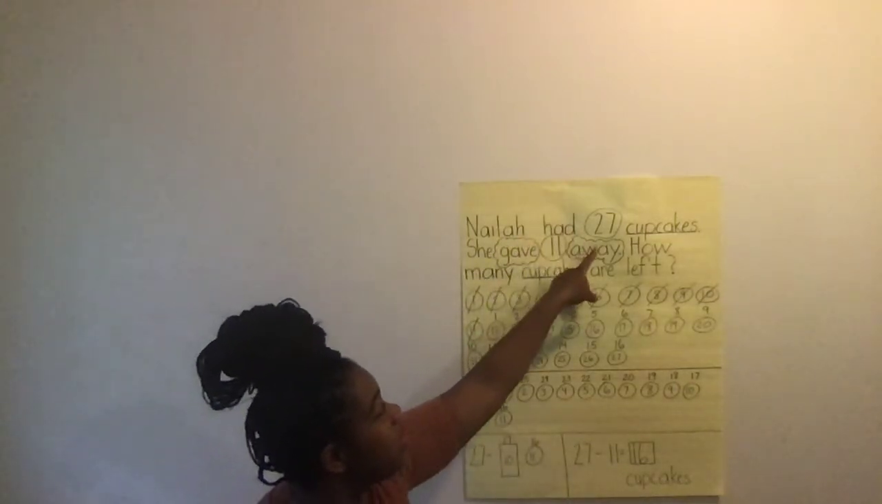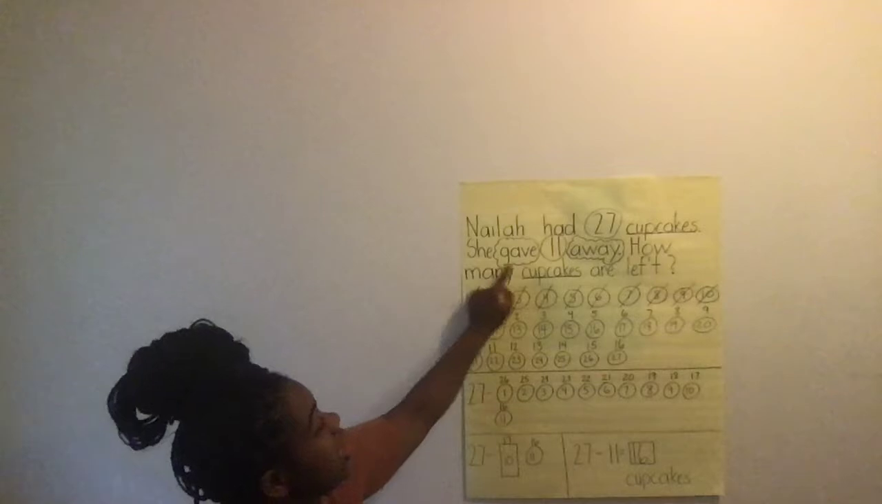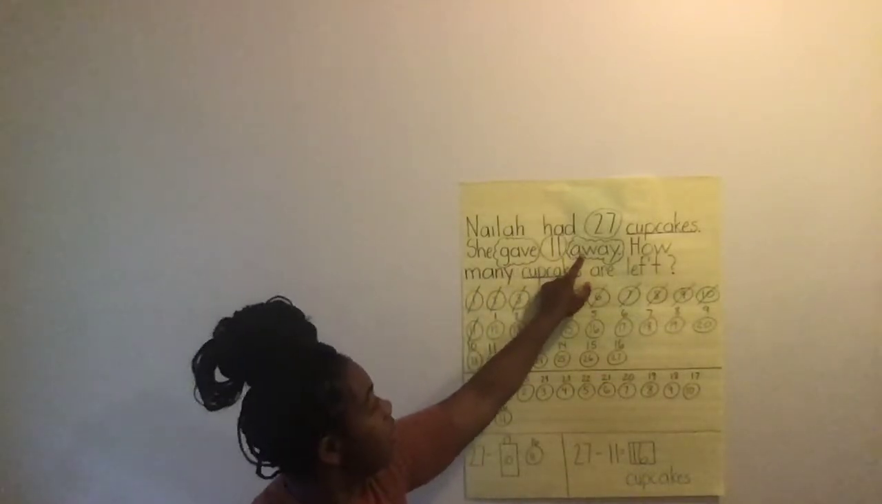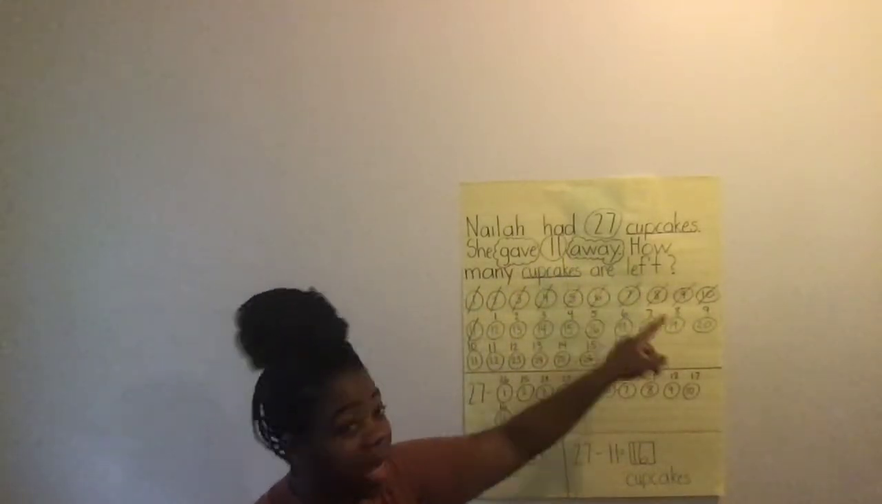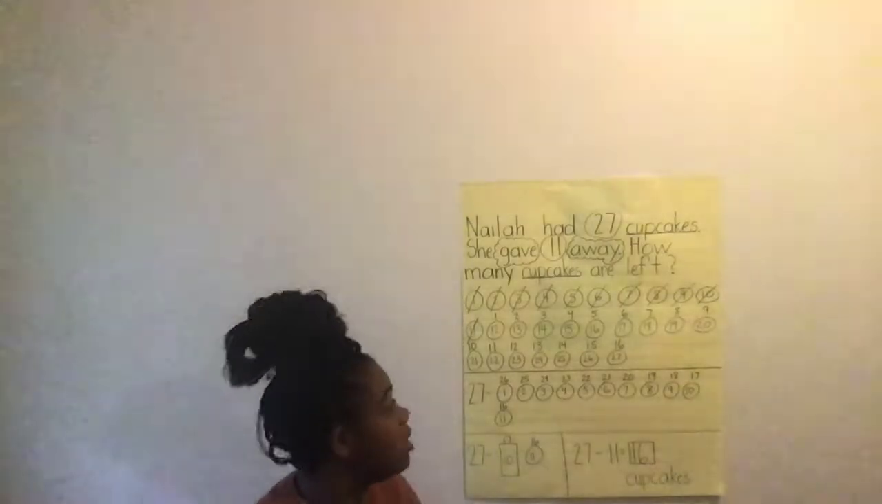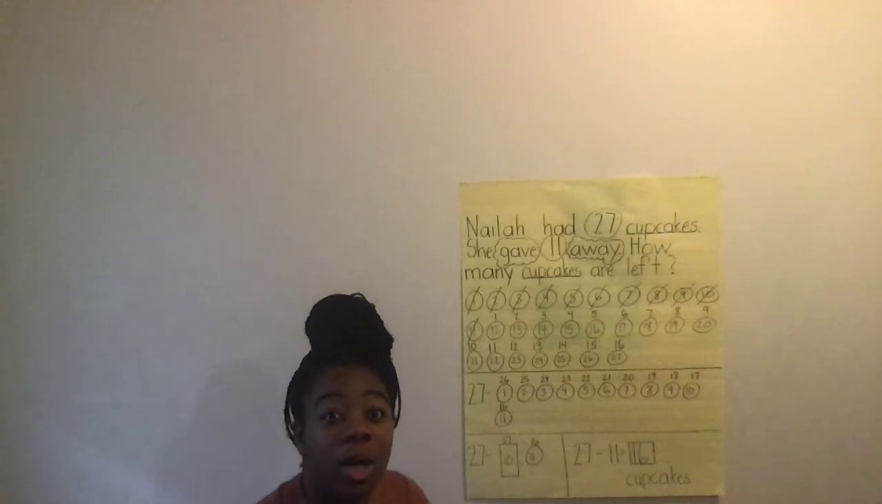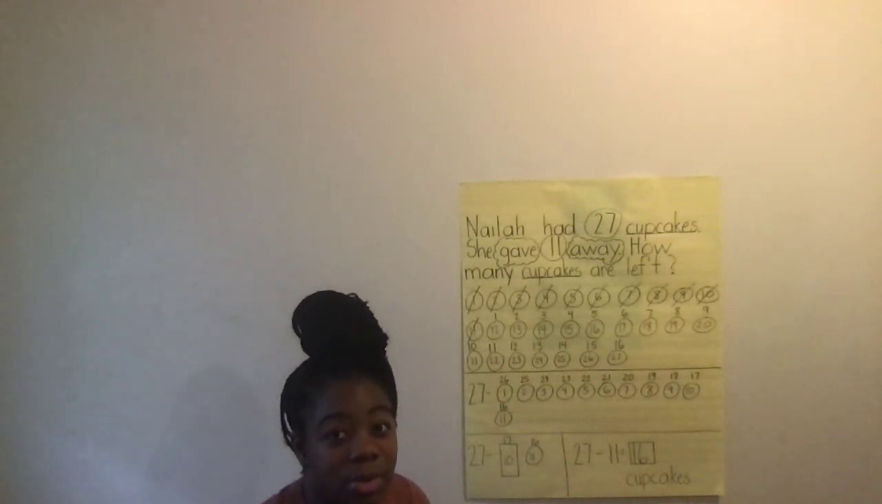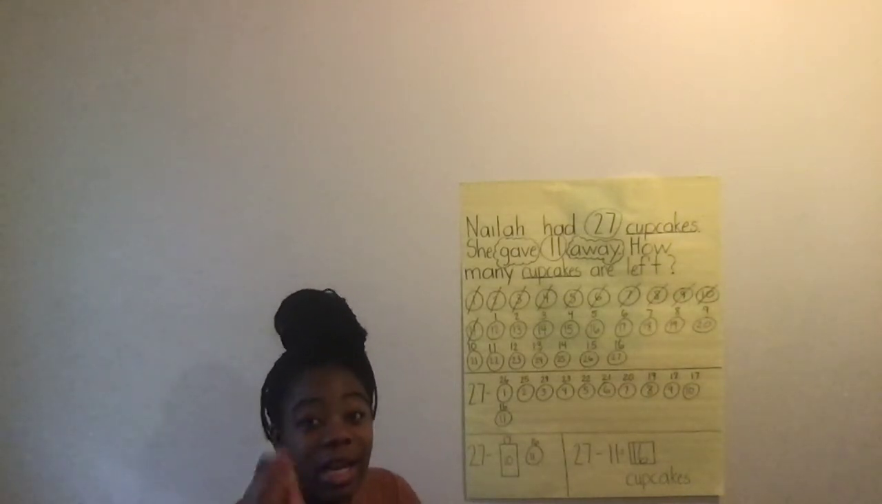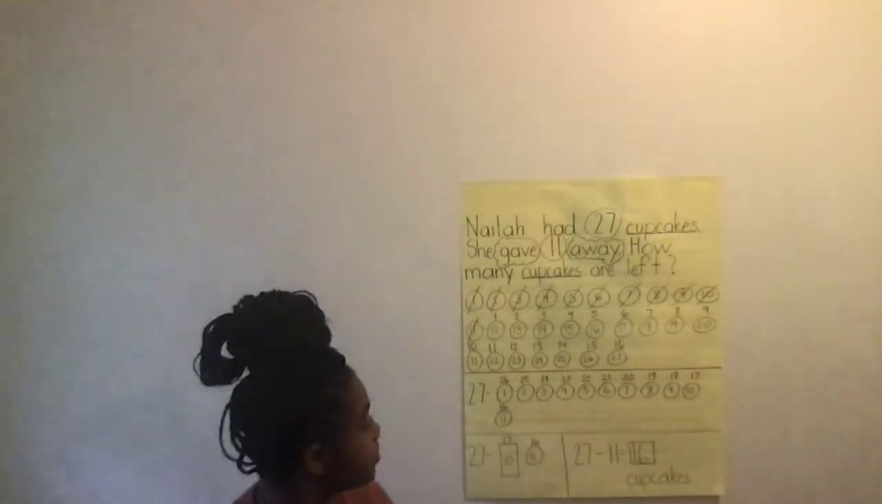Nyla had 27 cupcakes. She gave 11 away. How many cupcakes are left? That's the second read. For the second read, I want you to pick up your pencil and mark up your problem. That means you circle your numbers, underline your unit, and cloud your action if there is one.